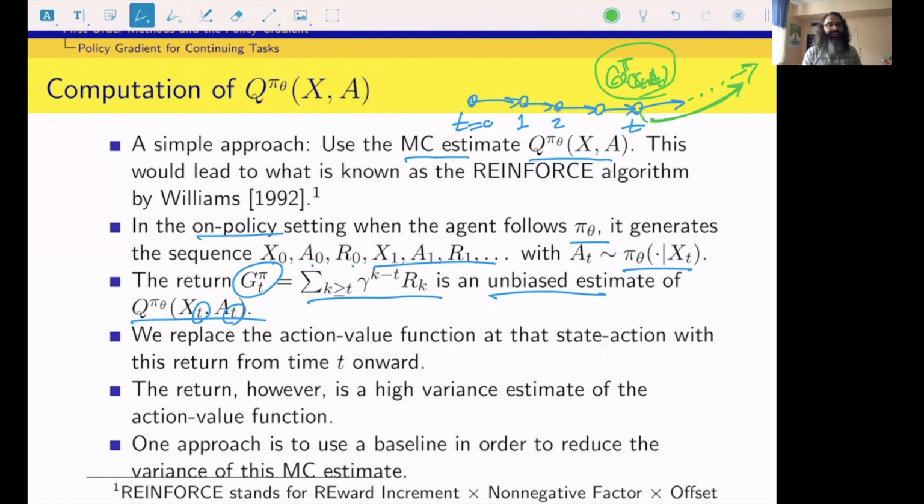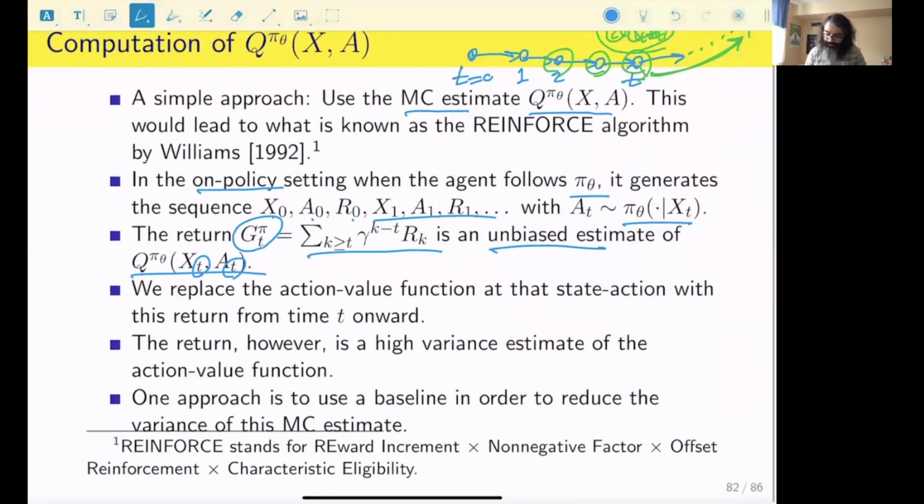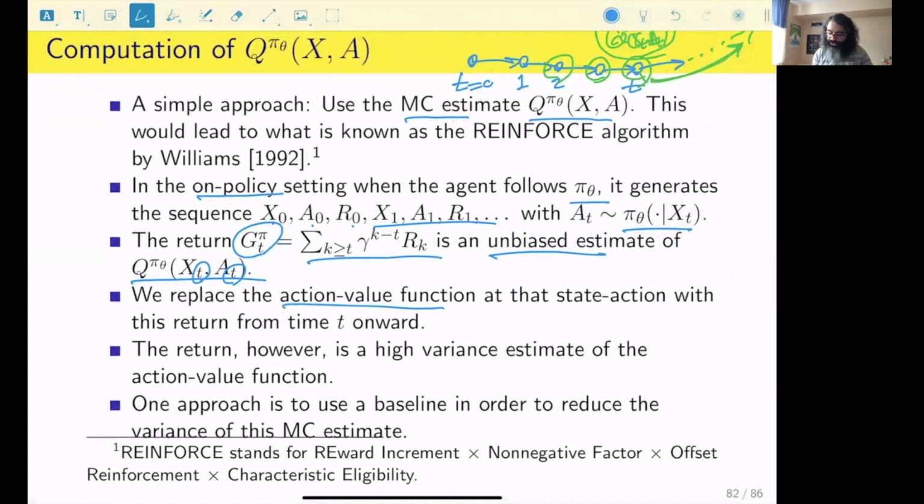And I can do this for all of these states that I have encountered. Like I can do it for time t, I can do it for time t minus 1, I can do it for time 2. So having a trajectory, just one rollout, I can estimate all those returns, and that would give me an estimate for q at those states. Okay, so basically we replace the action value function with the return.